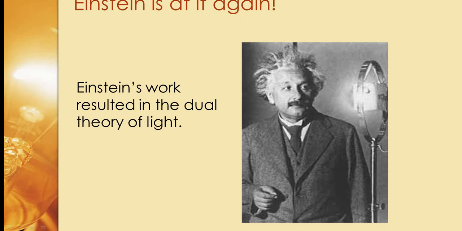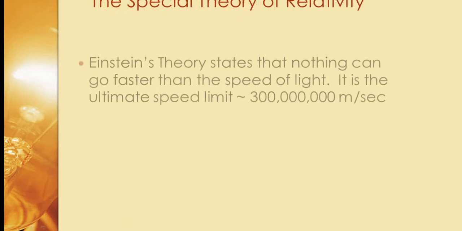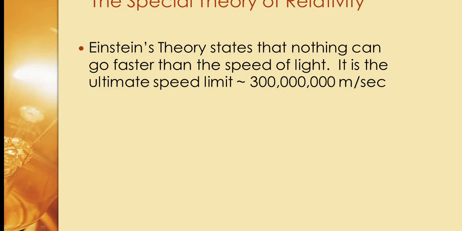All right, here's Albert Einstein. At this point, he was working with the idea of the dual theory of light, trying to figure those things out. And it brought him to an interesting conclusion, a famous theory called the special theory of relativity. It states that nothing can go faster than the speed of light. It's the ultimate speed limit. We're talking roughly 300 million meters per second. Is that number right? Okay. So that's the ultimate speed limit.